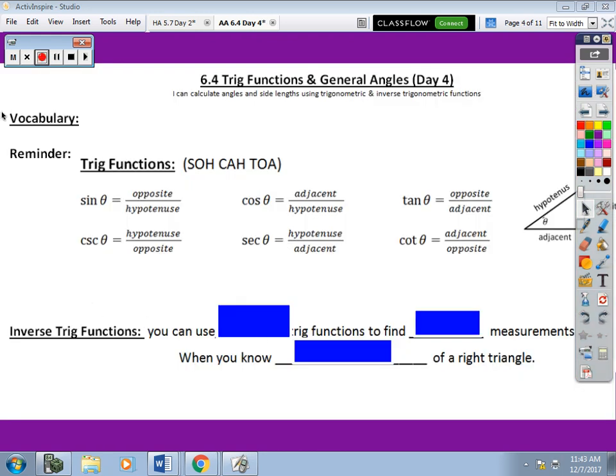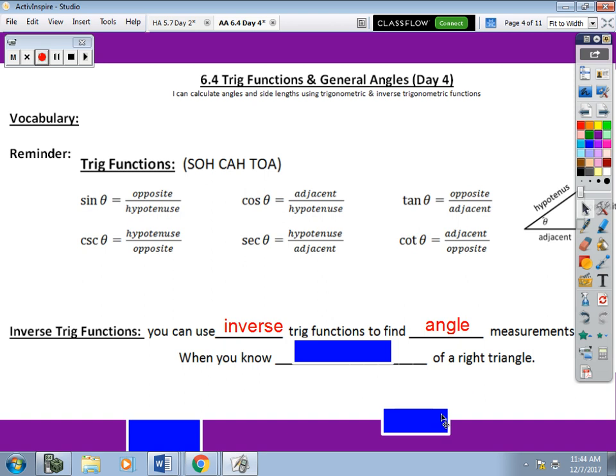Today we're going to be using inverse trig functions. So you can use inverse trig functions to find angle measurements.